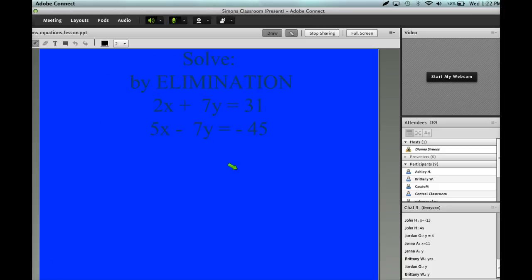Okay. Can you guys see that one? Which one are you going to eliminate? See what you can do with this one. Y. Okay, so on this side everyone's going to eliminate the y's. You guys decide what you want to eliminate.